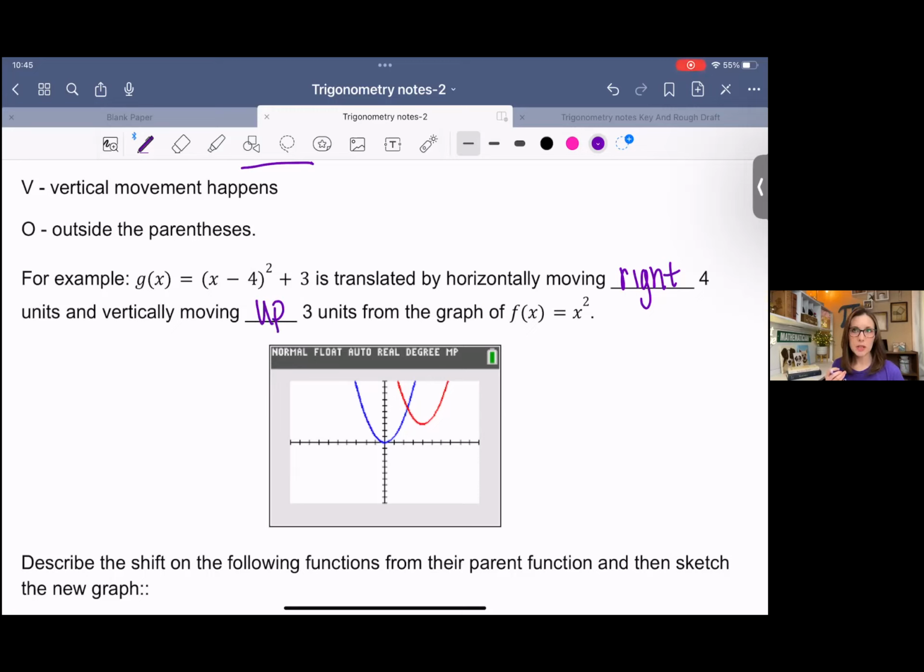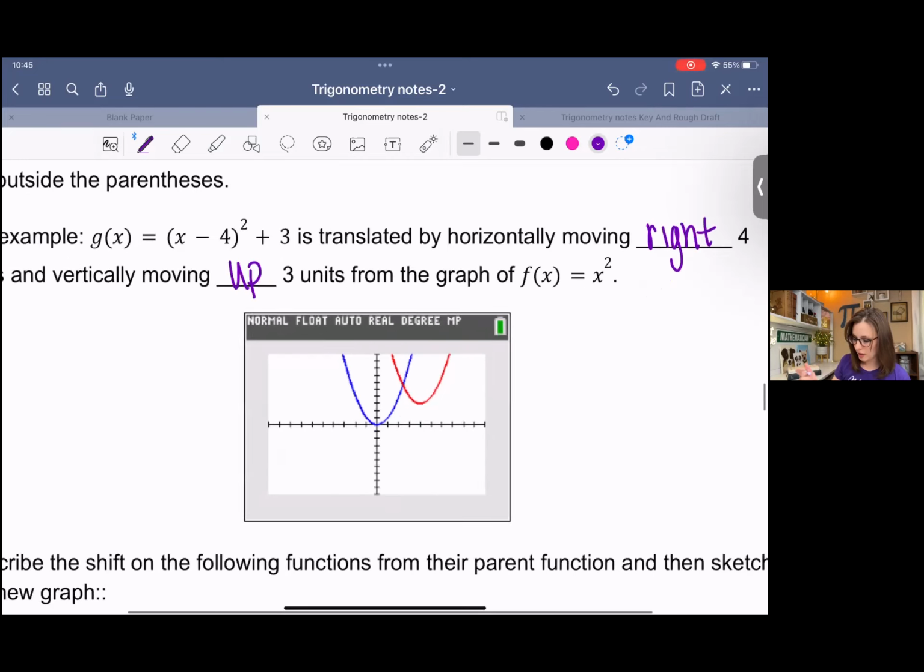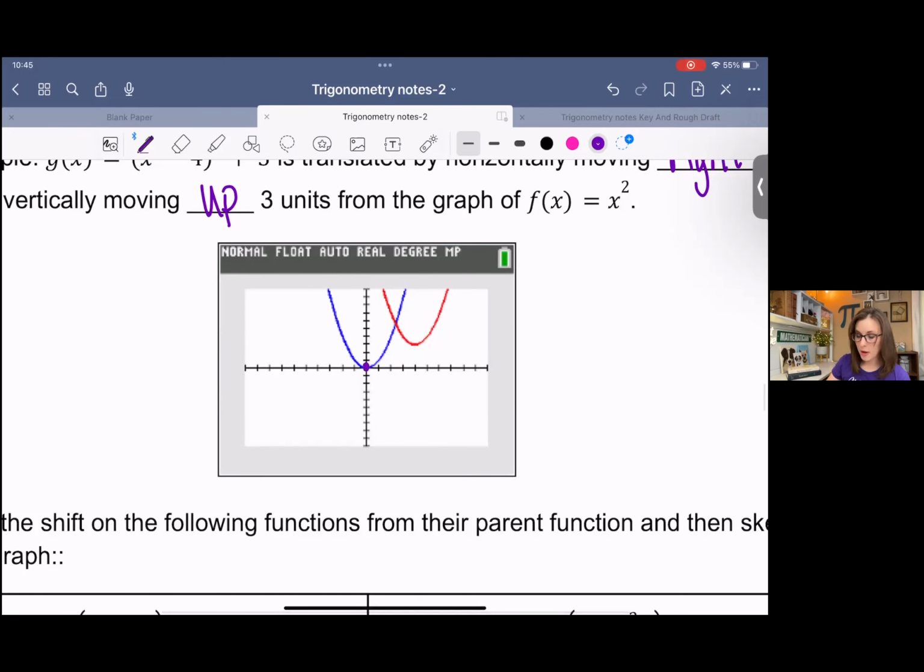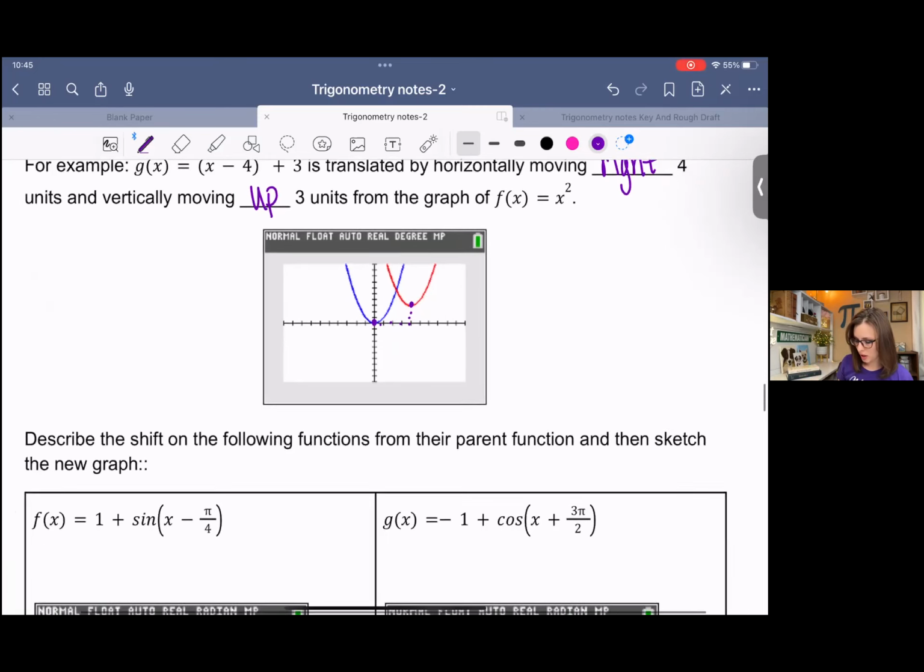So we can take specific reference points like 0, 0. This is my parent function. And I can go to the right 4, 1, 2, 3, 4, up 3, 1, 2, 3. And that new reference point is here. And you can do that with like 3 points and you have your new function. So instead of creating an entirely new table of values for the new function, we can just take what we already know and shift it over and up. That's it. So we're going to use that same idea for sine and cosine.